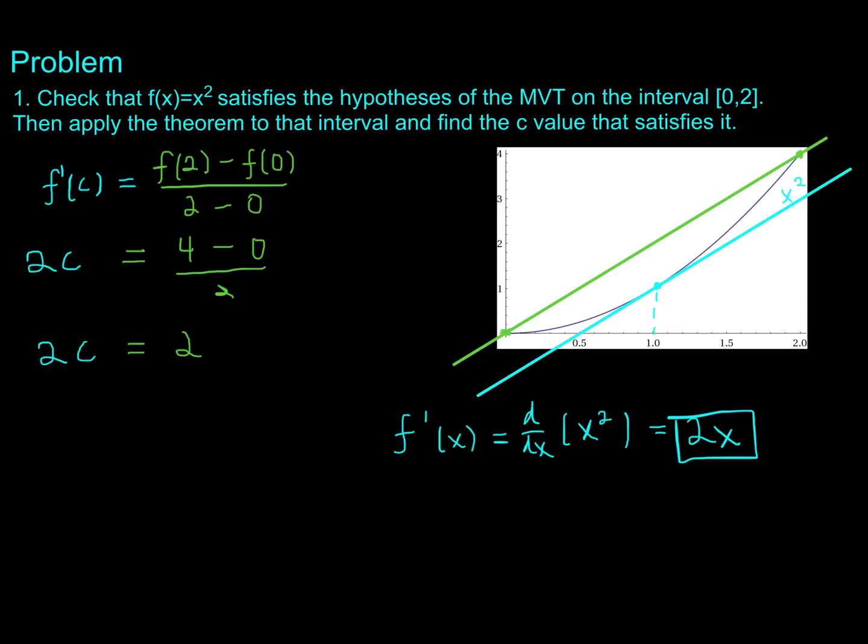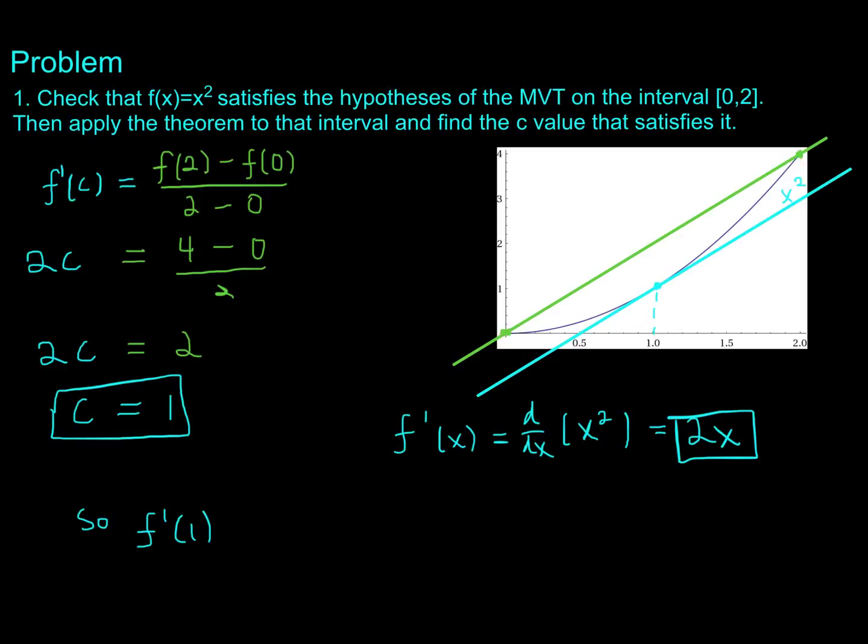2c equals 2, and that, of course, means my c value that I'm looking for is 1. All right? And so what you want to do, it might be really helpful, is to actually write out what you've just discovered. So what you know is that the derivative when x is equal to 1, okay, so f prime of 1, f prime of 1 is equal to the slope of the secant line between 0 and 2.